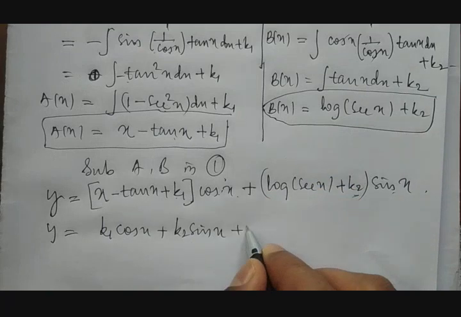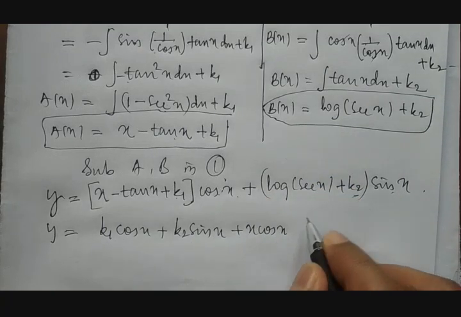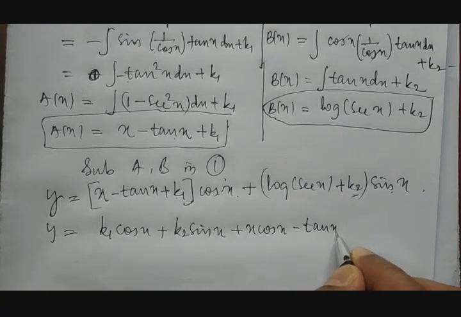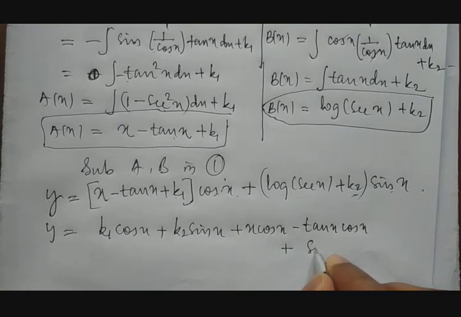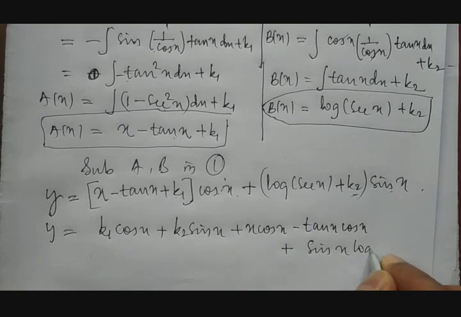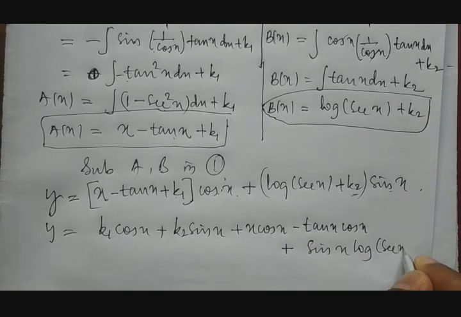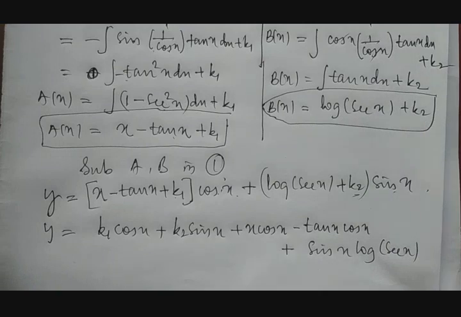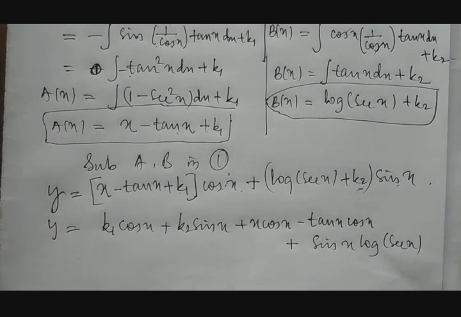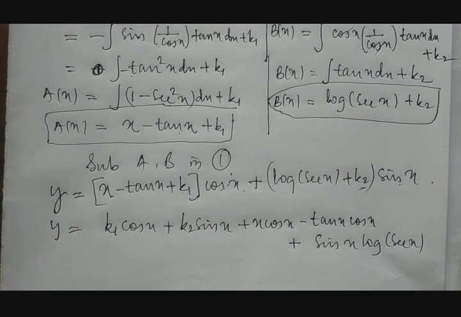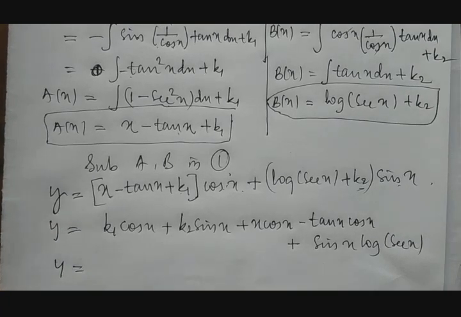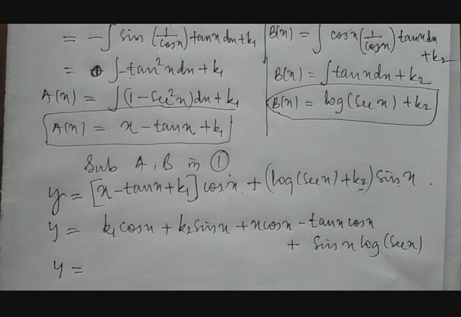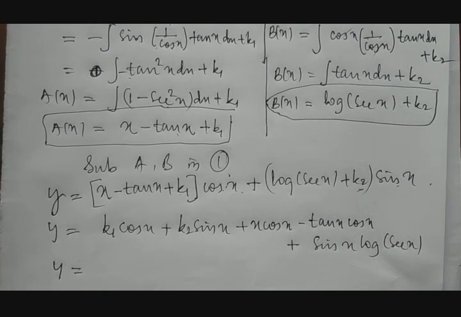x into cos x, minus tan x into cos x, plus sin x into logarithm of sec x. But again in this we need to keep one thing in our mind. What we are going to get: y is equal to, further simplification is possible. So let us go for further simplification. What simplification we are going to get?